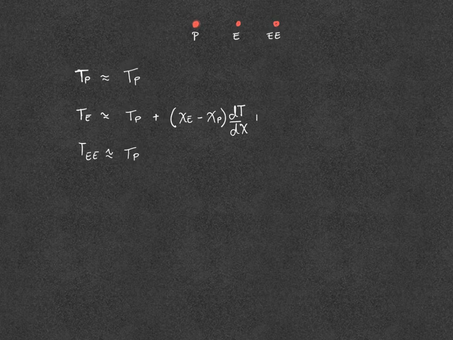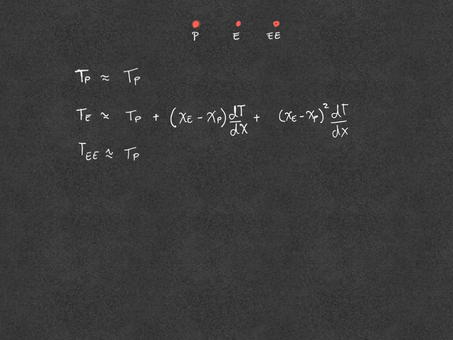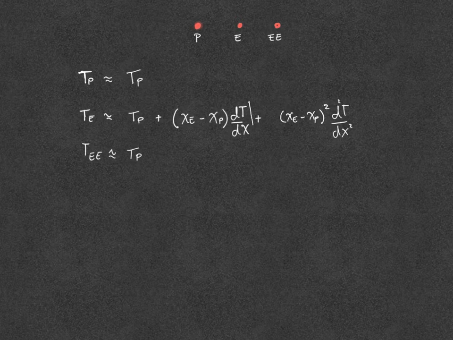So the second order is going to be x e minus xp, squared, times d squared T dx squared. And something that someone should point out is, but where is this derivative evaluated? Think. It is evaluated at P, because we are standing at P and everything is related to P.